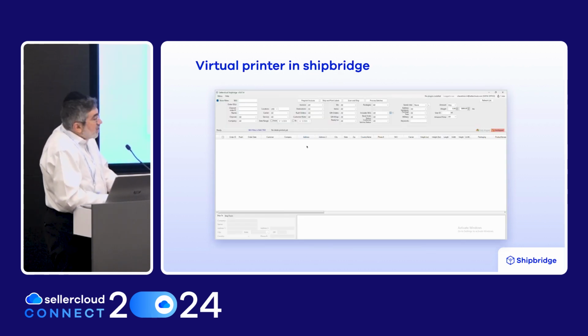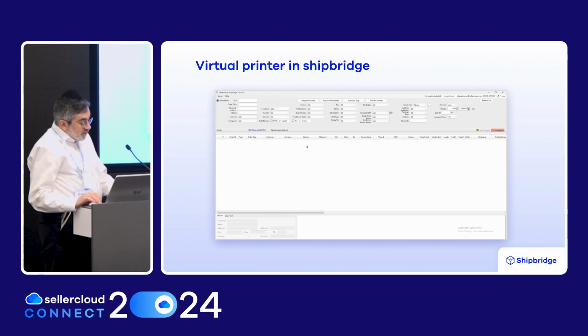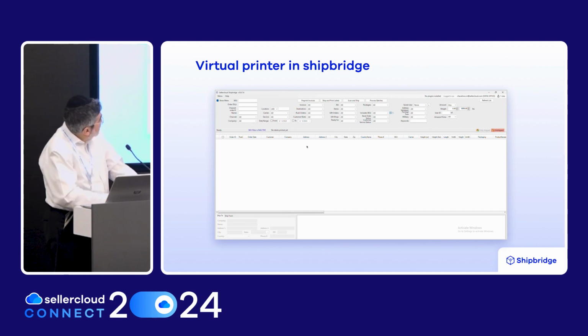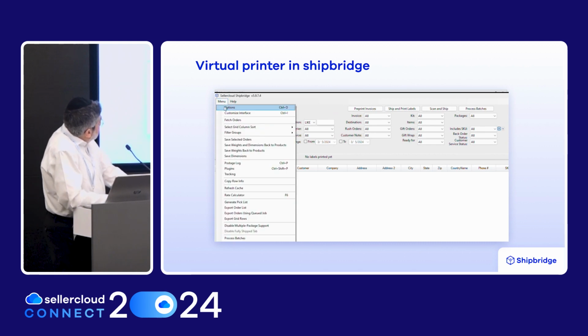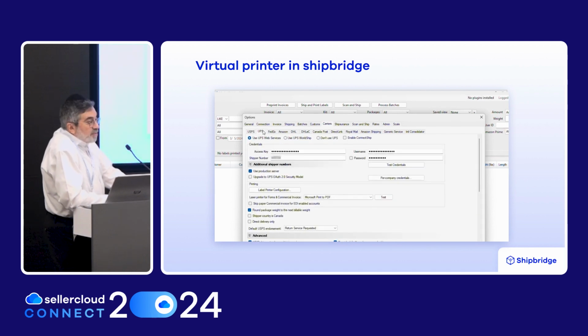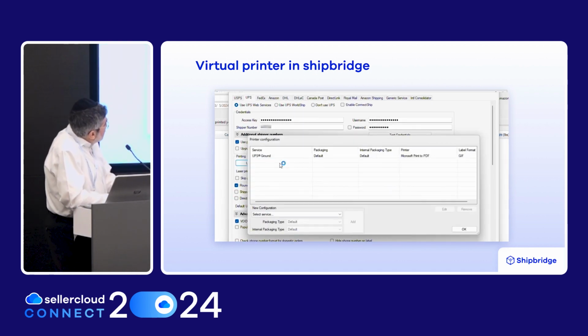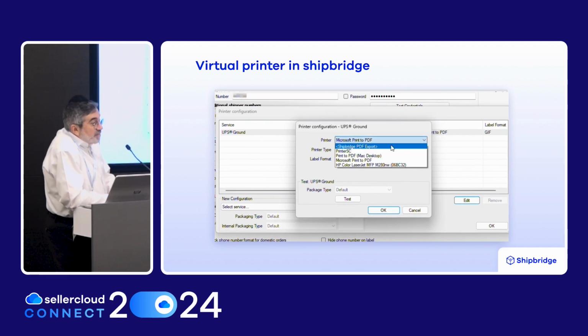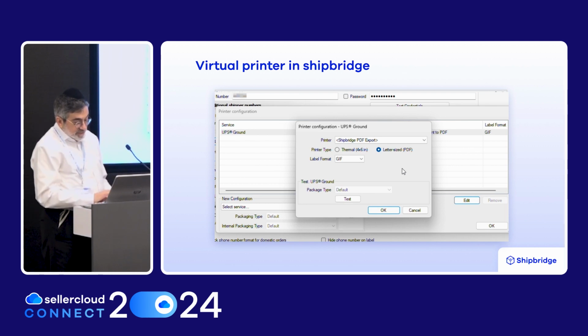Shipbridge also offers a virtual printer. Among your printer options, it used to be that you needed a PDF printer or some other printer connected. Now you have a virtual printer, and you can save to a PDF just like that, or it goes to the server, and then you can access it the way we showed on the previous slide. So when you set up your printer, instead of selecting an actual printer, you select the top option, PDF export, and you just save the file, and you can access it from wherever you want, including from the Sellercloud application.